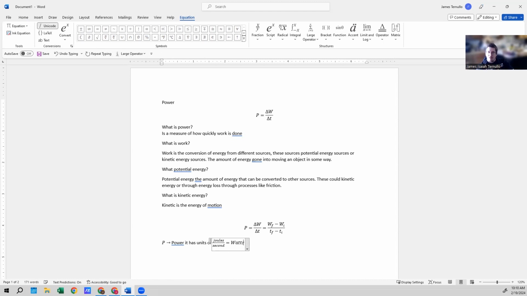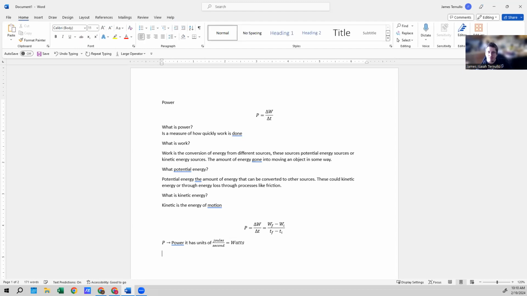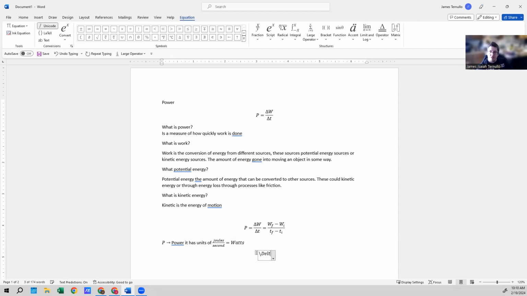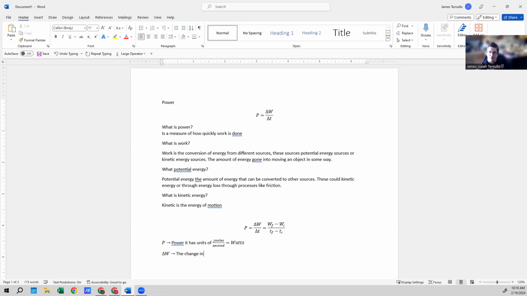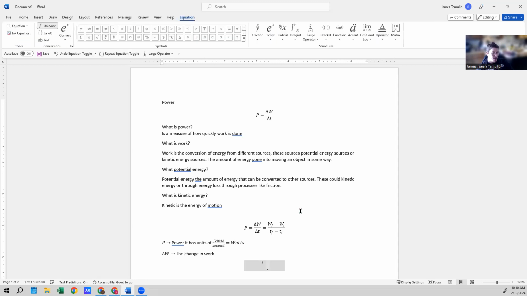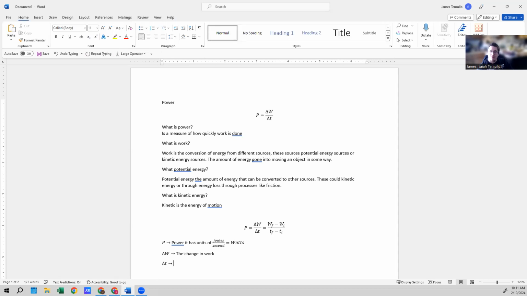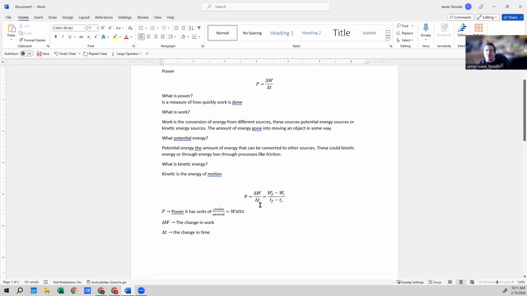Which is equivalent to watts. We have delta W, which is just the change in work, and we have delta T, which is the change in time. All right, so I wonder how we can utilize all this.